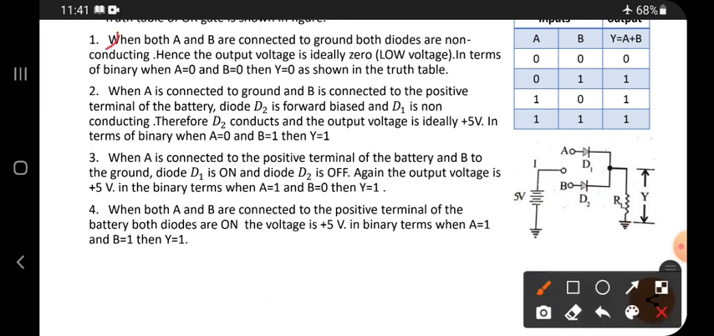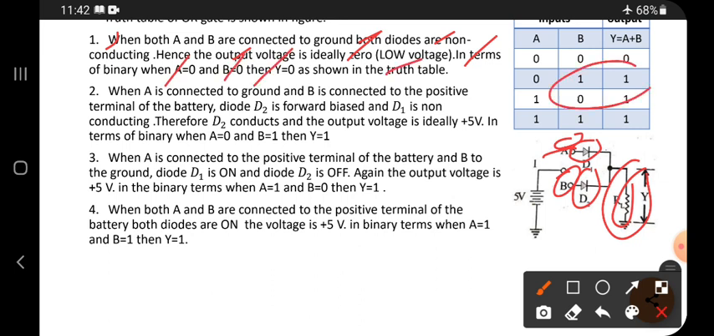When both A and B are connected to the ground, both diodes are non-conducting. Hence the output voltage is ideally zero, that means low. There is no voltage drop across RL, which is why it shows 0 at RL. In terms of binary, when A is 0 and B is 0, then Y is also 0, as shown in the truth table.